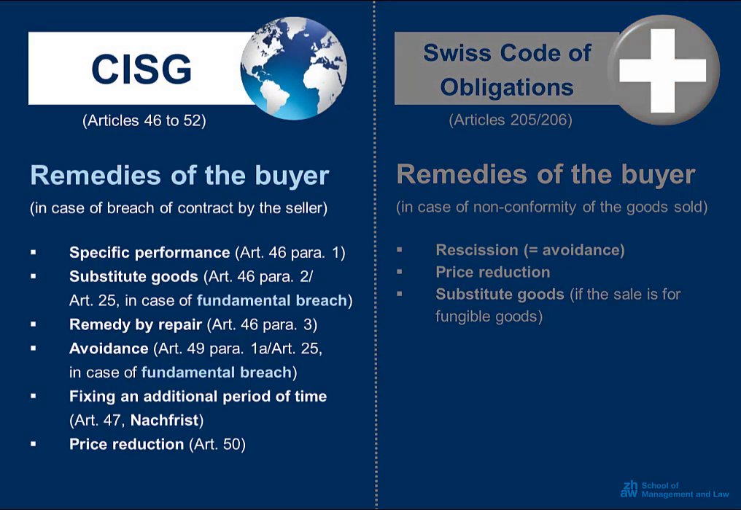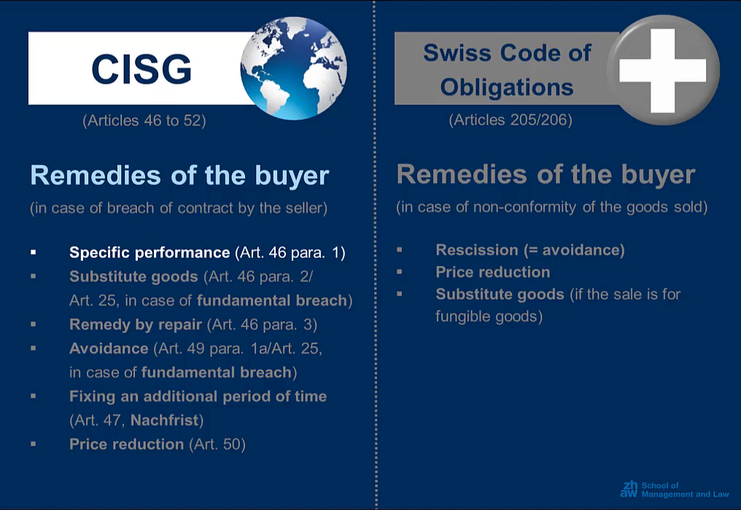In the CISG, we find this system of remedies. In case of breach of contract by the seller, the buyer has the following options. He can claim specific performance according to Article 46, paragraph 1, which is something that can also be claimed under the Swiss Code of Obligations, obviously. It isn't mentioned in the Articles 205 and 206 of the Swiss Code of Obligations because it goes without saying on the Swiss law. Another option the buyer has under the CISG is claiming the delivery of substitute goods according to Article 46, paragraph 2. But this is only available in case of a fundamental breach of contract by the seller.